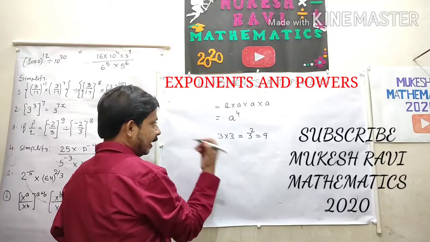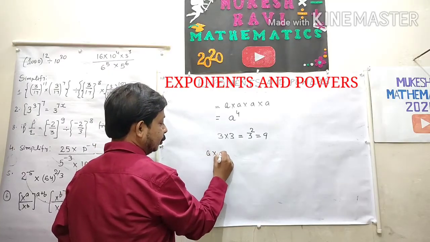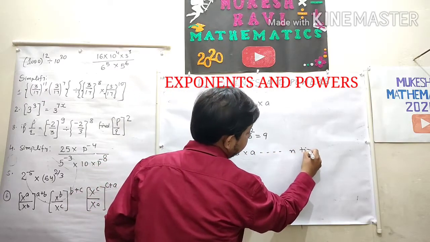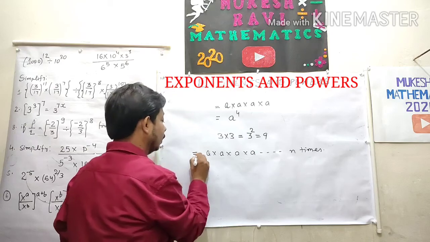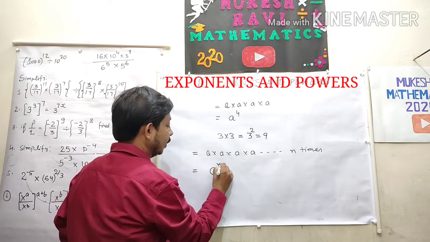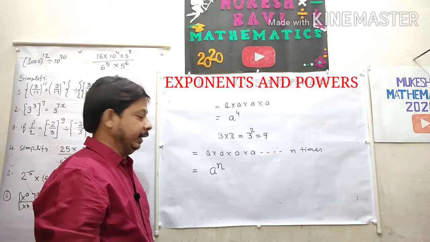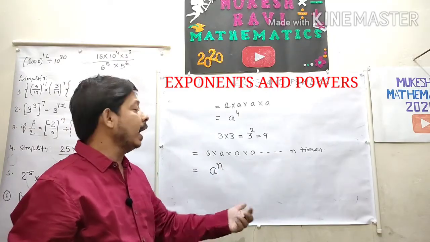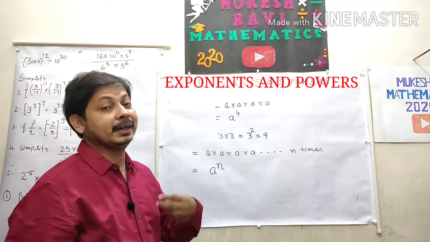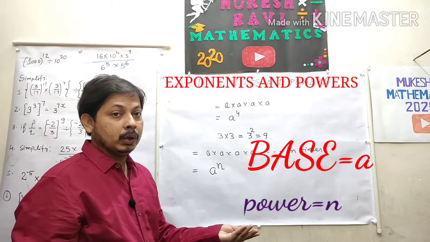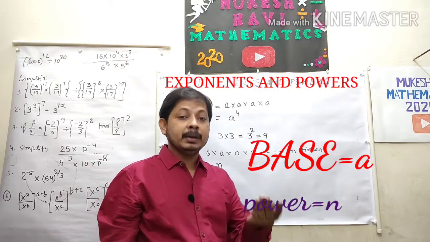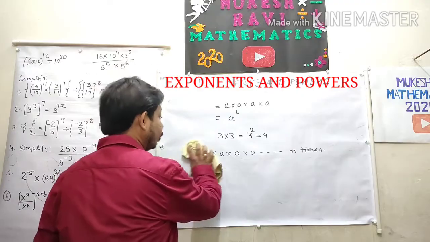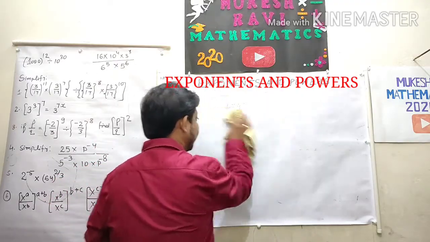Suppose I write once again a into a into a into a dot dot dot n times. So in terms of the power, I can say a to the power n. Here the value of a may be 1, 2, 3, 4, 5, 6, 7, any value, and the power also may be any value. Power may be negative, positive and 0 according to the integer. I am going to give you some examples, then I will establish the relation.